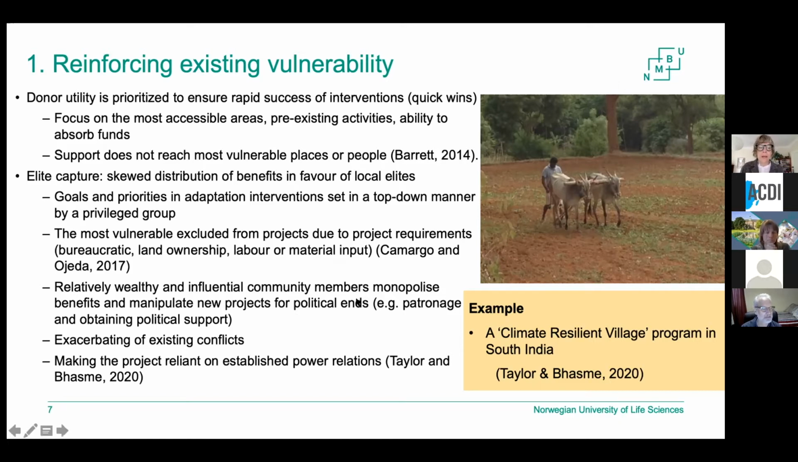And as a consequence, you have the wealthy and the influential people who monopolize the opportunities that come with these projects, or even the funds. And this exacerbates existing conflicts and makes projects reliant on established power relations. So essentially, you're just upping what's already there in terms of problems and amplifying them through this process of adaptation.